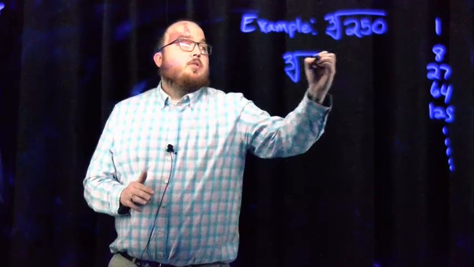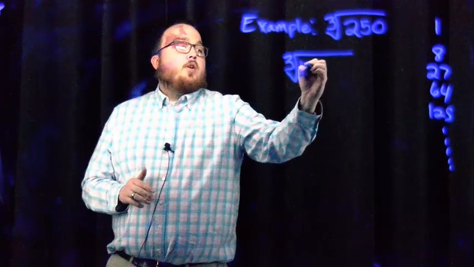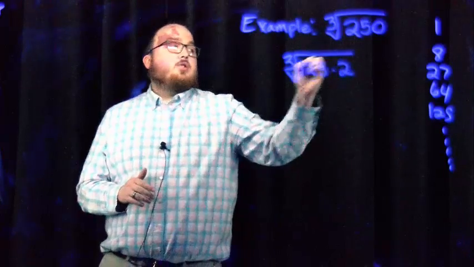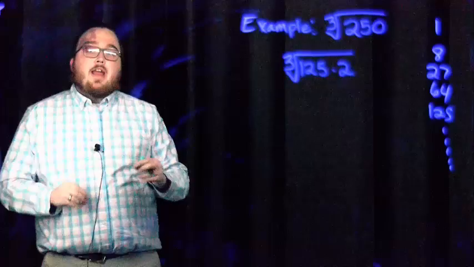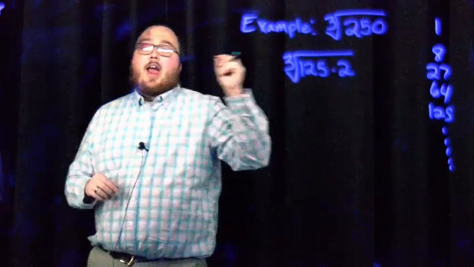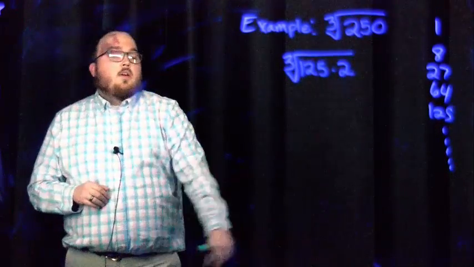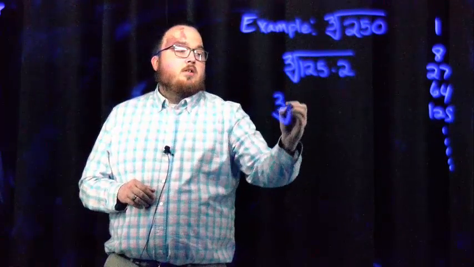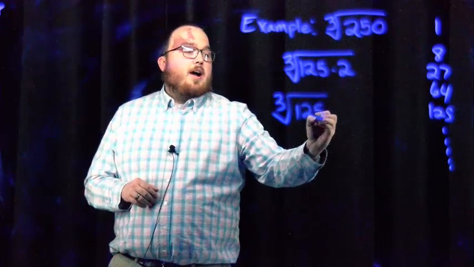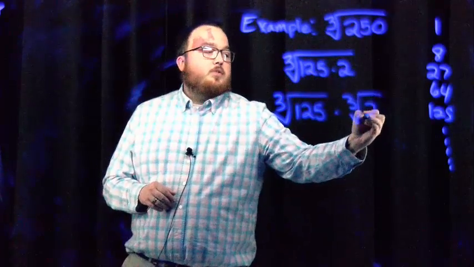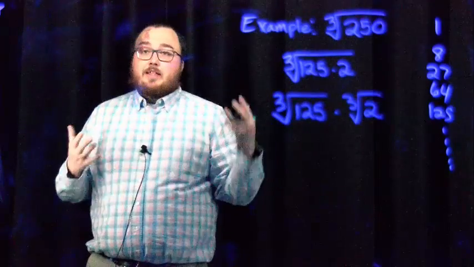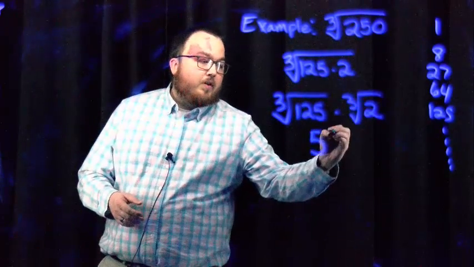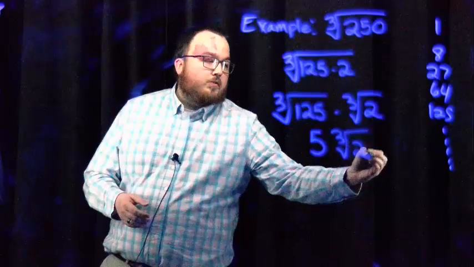250 can be rewritten as the cube root of 125 times 2. Since 125 is a factor and it's a cube, I have to take it out. I can split this up into the cube root of 125 times the cube root of 2. The cube root of 125 is 5. So this is 5 cube roots of 2.